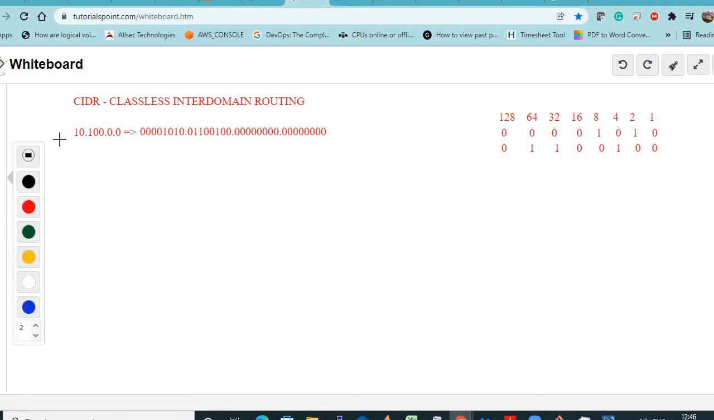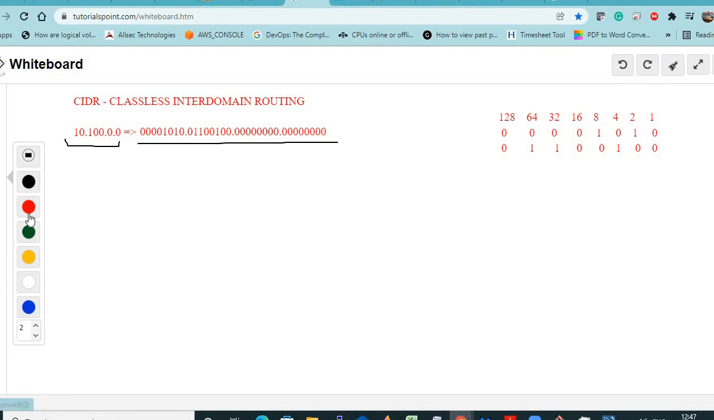Clear? The same IP address, this is what we see and this is what the device will see. The computer is least bothered about this. The computer only understands this sequence, and we understand this. Clear? Now classless inter-domain routing means you can pick a class between A and B, B and C, and A and C also.